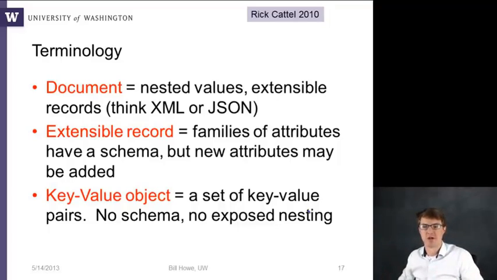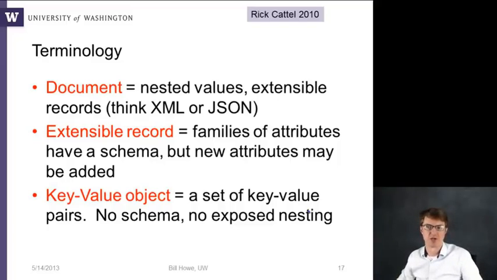An extensible record you can think of as much like a database record, except that new attributes can be added. So there is some notion of a schema that's used for various purposes, and in particular, there are groups of attributes that are manipulated together, these families. But you can stick new attributes on an individual row, which you're not typically allowed to do with a relational database. And then finally, a key value, I'm using the term object here, is a set of key value pairs.